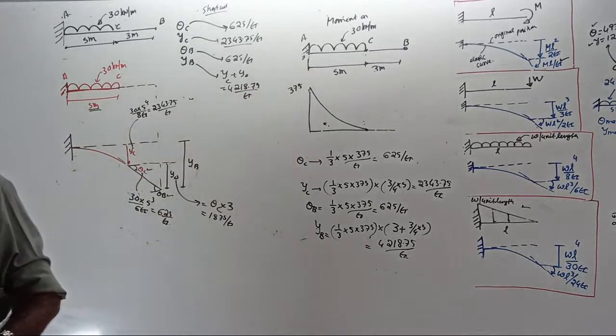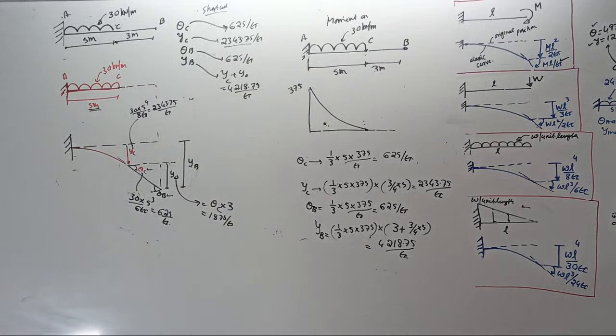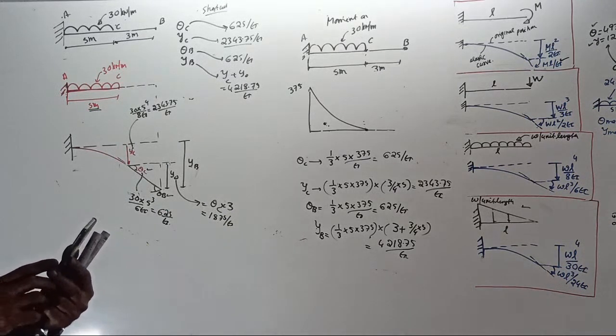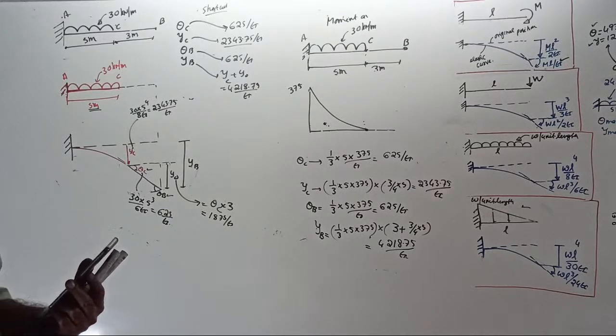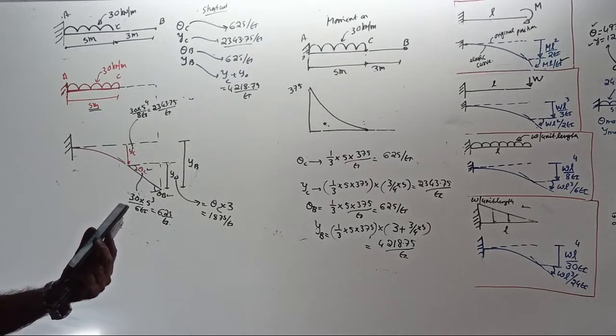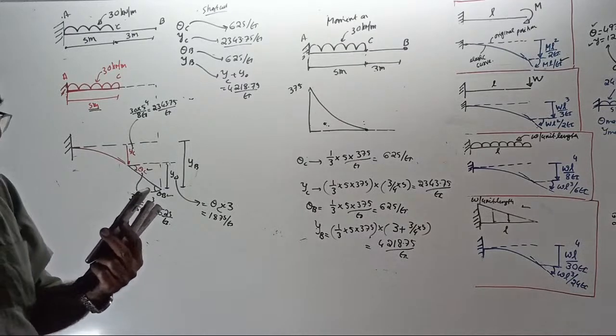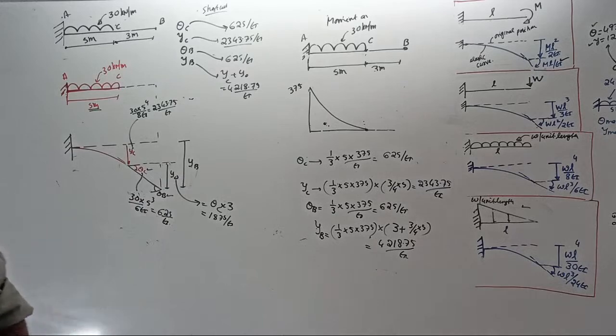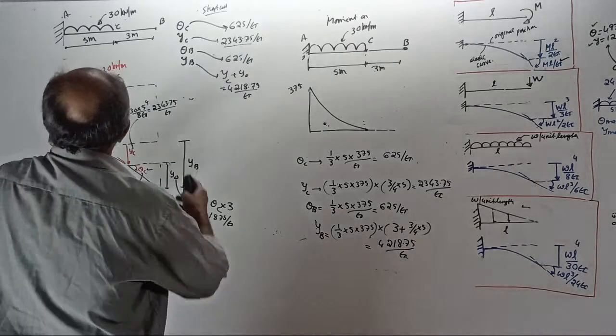Is everything fully clear, and are all the values tallying? Not only should it be clear, it should tally also. What we got by the moment area method is fully clear and all tallying. Okay, now over. Further.